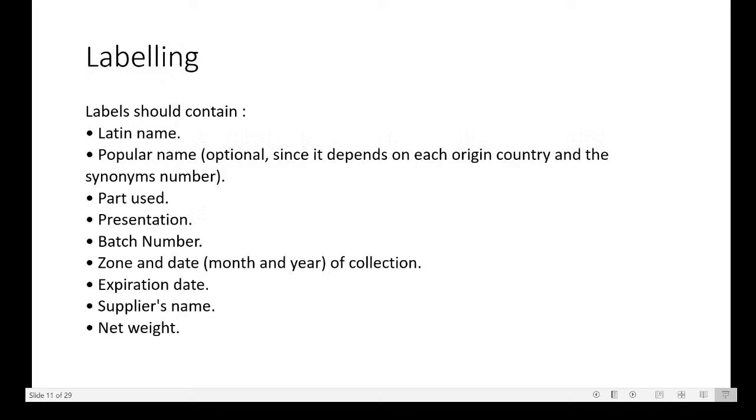The label: after the packing we have to label the particular box. We can label it with the Latin name, the popular or local name, and the part of the plant packed in that particular box. The presentation is whether it is a powder, a solid, or a liquid form. And the batch number, the date with the batch, the zone, which area it is transported from, the expiration date, and the supplier name.